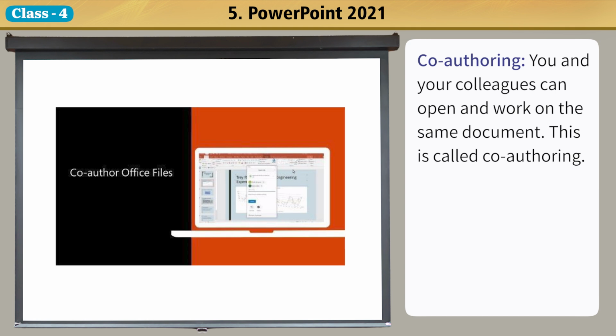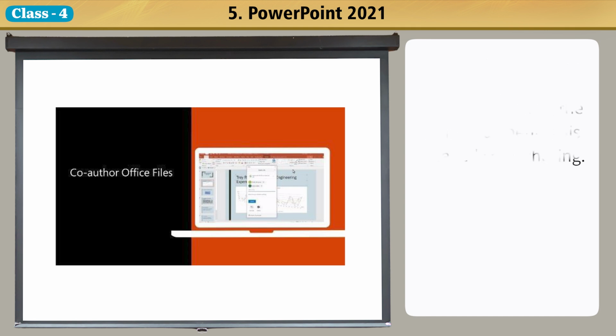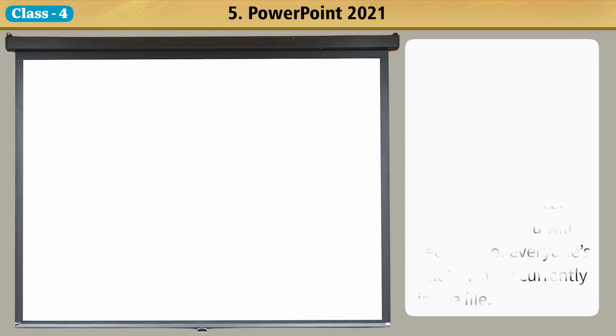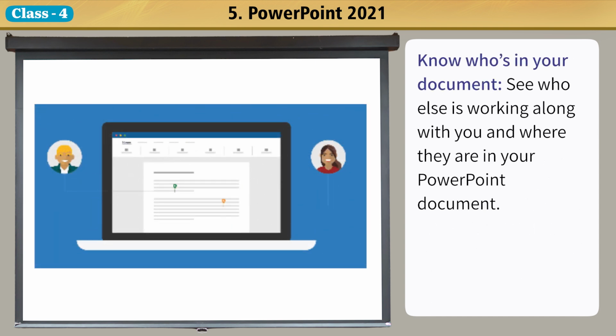Co-authoring. You and your colleagues can open and work on the same document. This is called co-authoring. A document saved on OneDrive or SharePoint can now have multiple people editing simultaneously using the desktop apps of Word, Excel, or PowerPoint. You will see icons of everyone's photo who is currently in the file. Know who's in your document, see who else is working along with you and where they are in your PowerPoint document.